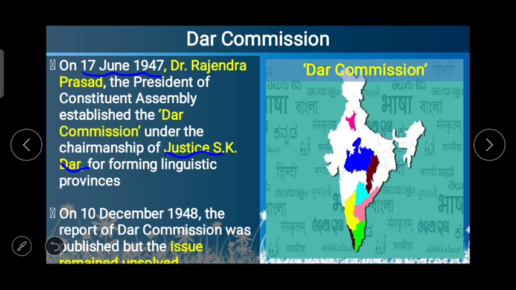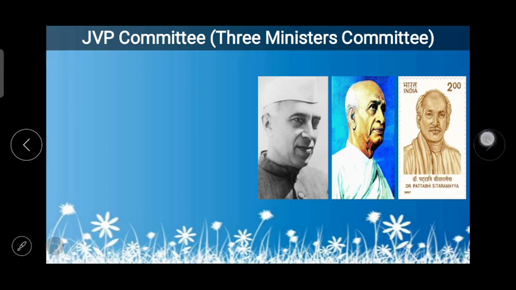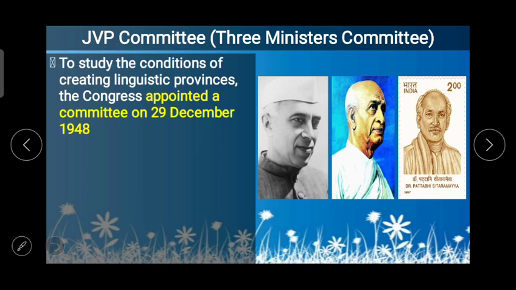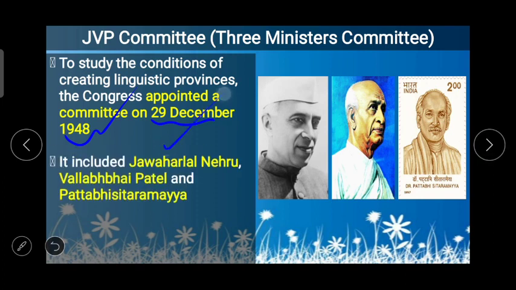On 10th December 1948, the report of the commission was published, but the issue remained unsolved. Though the commission was for forming linguistic provinces, this issue remained unsolved, and next to that then JVP committee. Now one by one we are studying about the committees, Dar Commission and then JVP committee. To study the conditions of creating linguistic provinces, the Congress appointed a committee on 29th December 1948, means after independence. It included Jawaharlal Nehru, Vallabhbhai Patel and Pattabhi Sitaramaiah.